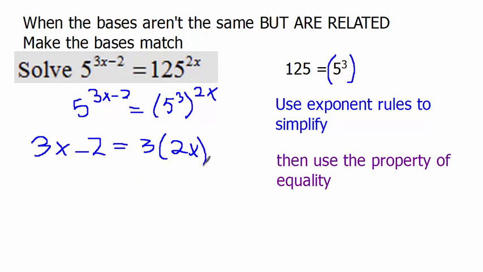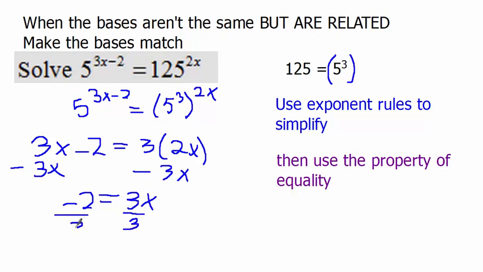So that's going to simplify to 6. I'm going to subtract 3x from both sides. 3 times 2 is 6, minus 3 is 3x, and dividing both sides by 3. And you are not allowed to write that any other way but a fraction. Negative 2/3.